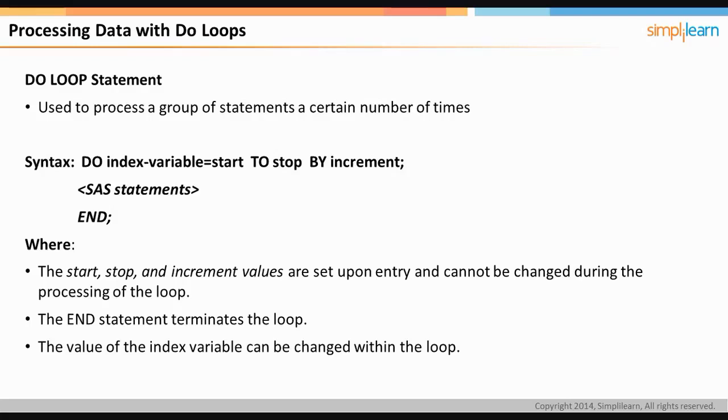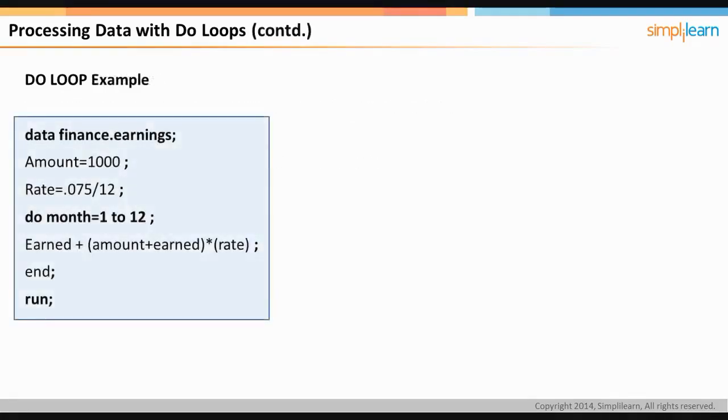The end statement terminates the loop. The value of the index variable can be changed within the loop. In the next screen, we will observe an example of do loop. The example will calculate the amount of interest earned each month for a one-year investment by a person.